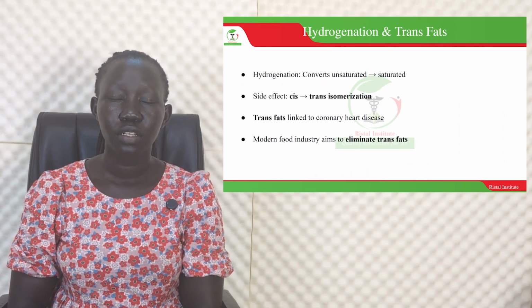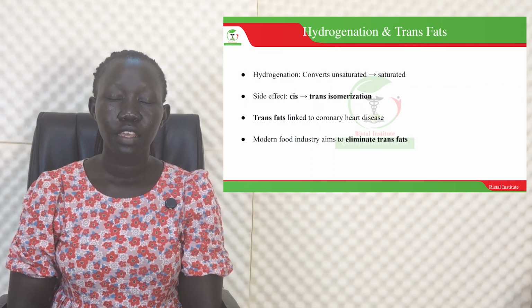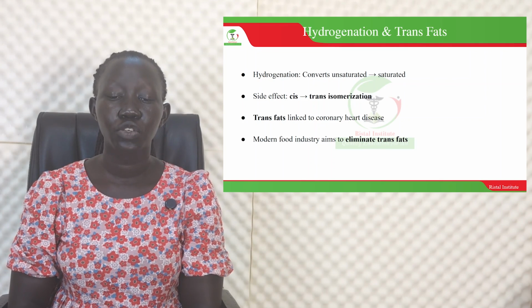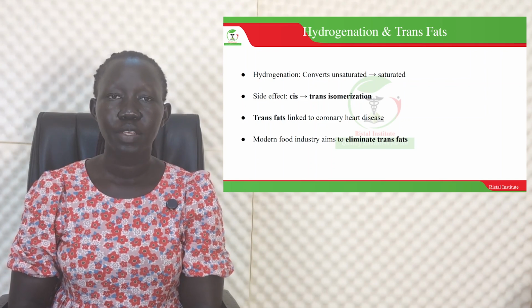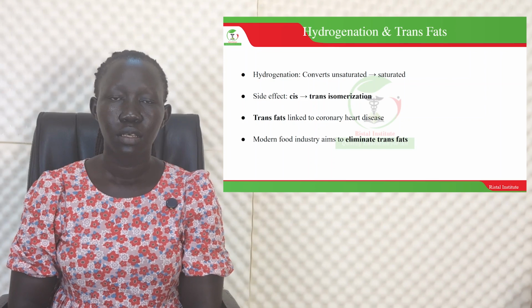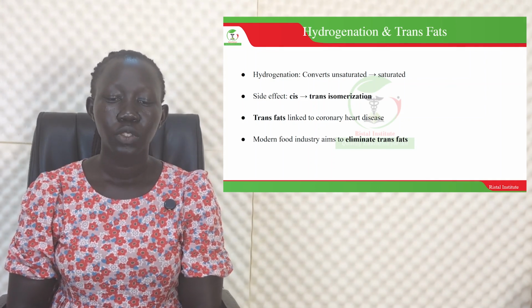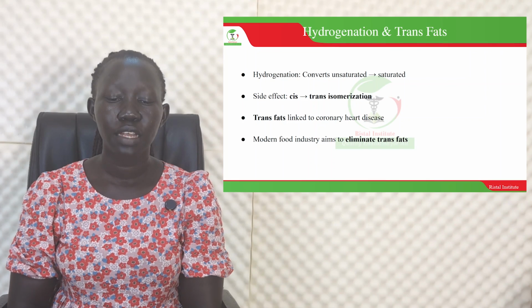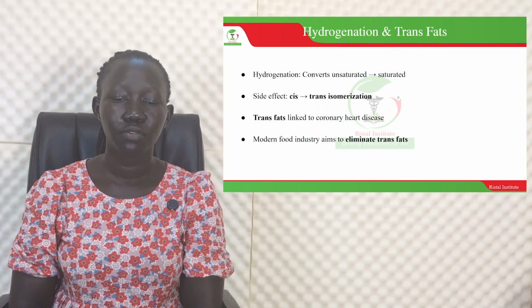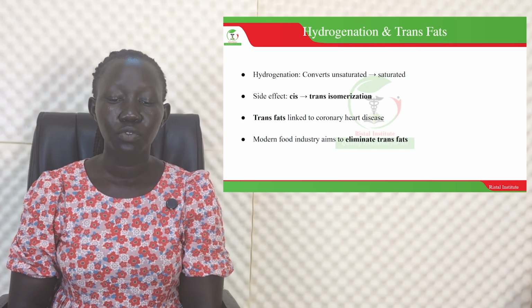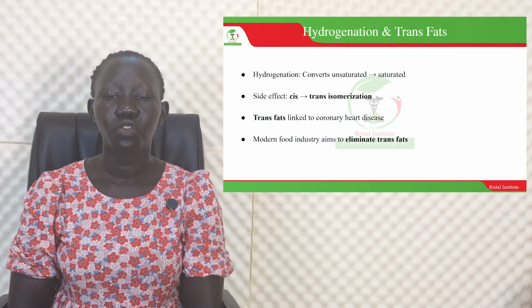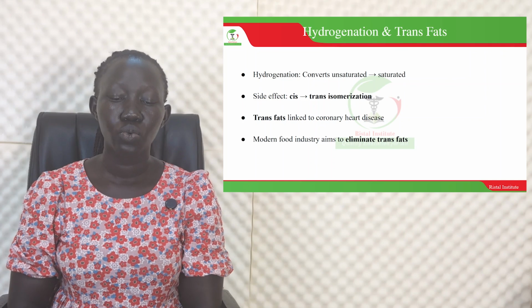Hydrogenation converts unsaturated fatty acids into saturated fatty acids. And the side effect is that we see a transformation from cis to trans isomerization. We said in cis, the hydrogens occur in the same direction, but in trans, they are in the opposite direction. And the trans fats are linked to coronary heart disease, and they are not very healthy for the body. The modern food industry aims to eliminate trans fats. Later on, we are going to understand why they are not very good for our bodies.